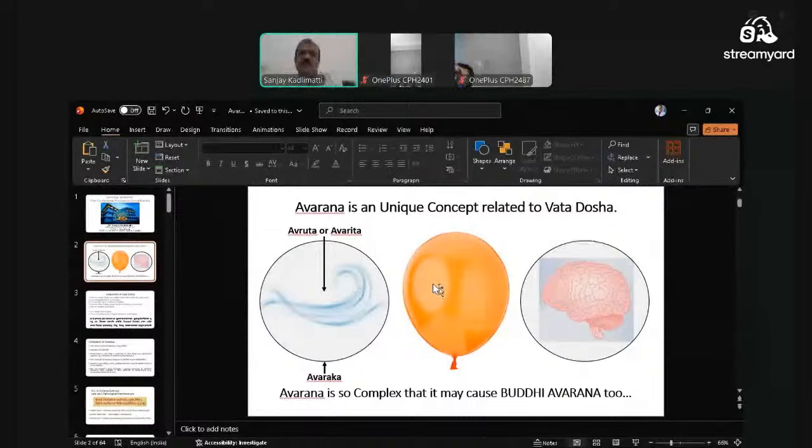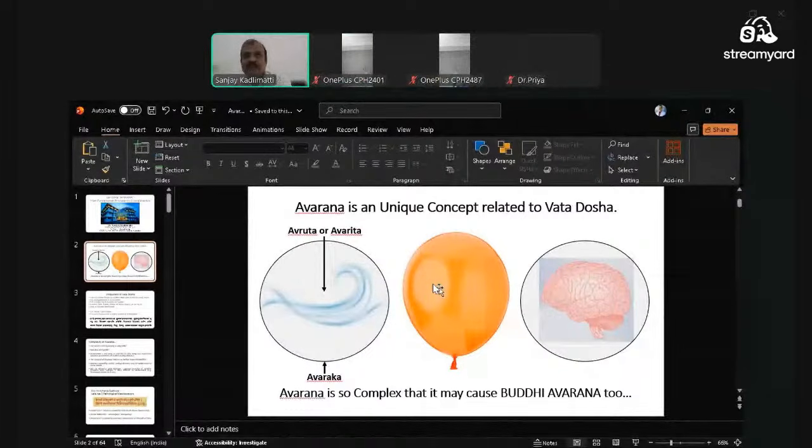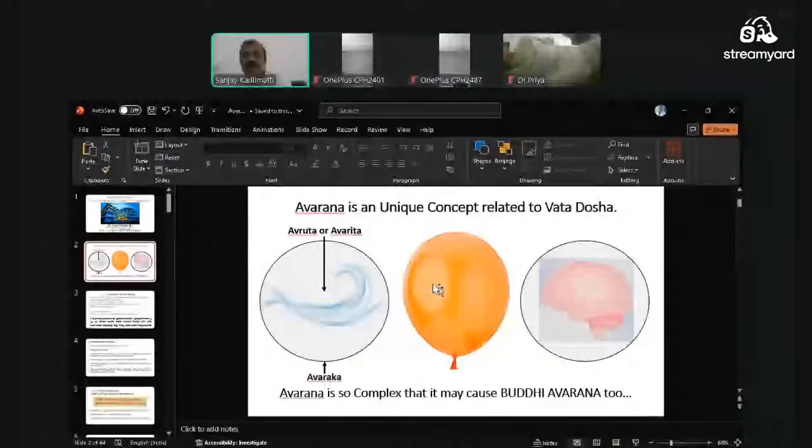You may be wondering why I put this balloon. This thought came to my mind long back while thinking about Avarana. We all have played with balloons in our childhood, and even now during birthday parties. We blow air into the balloon and tie a knot at its opening so that the air remains inside the balloon. So exactly Avarana is happening, the Vayu inside the balloon.